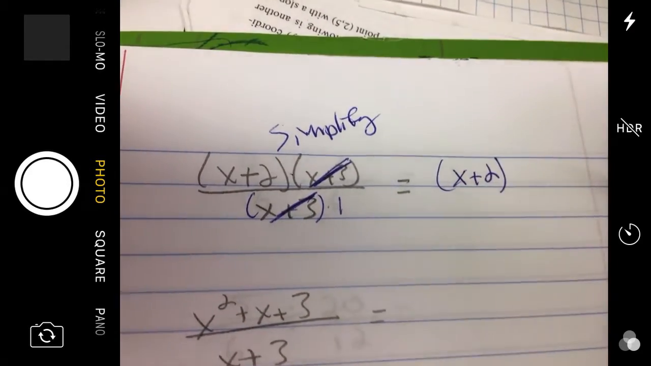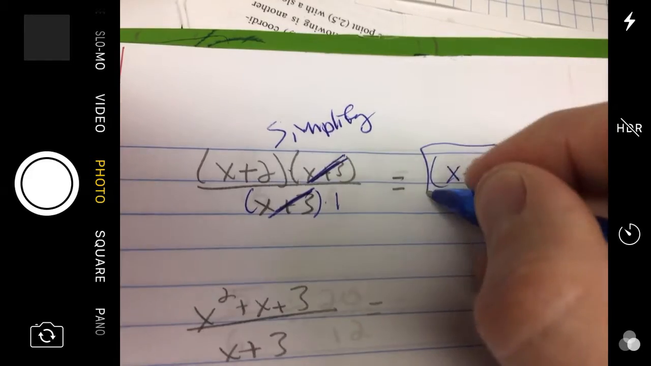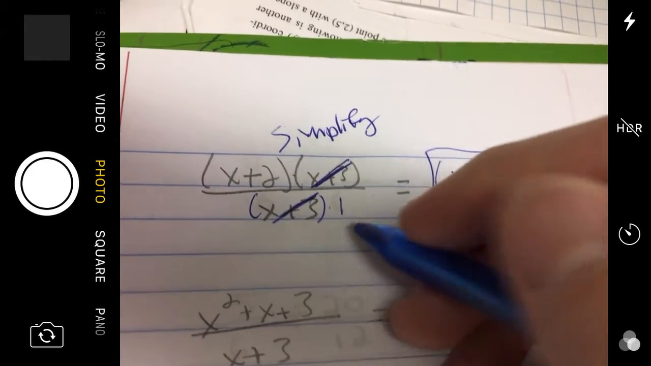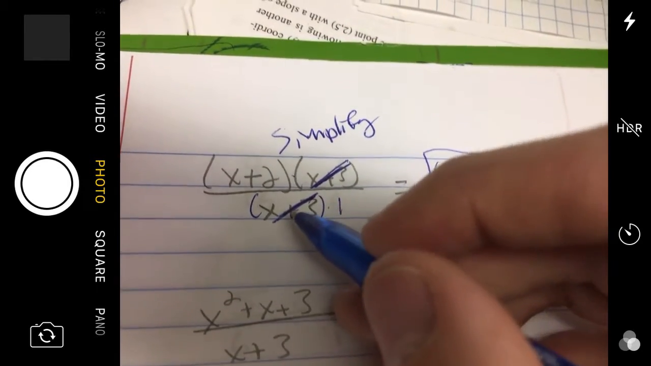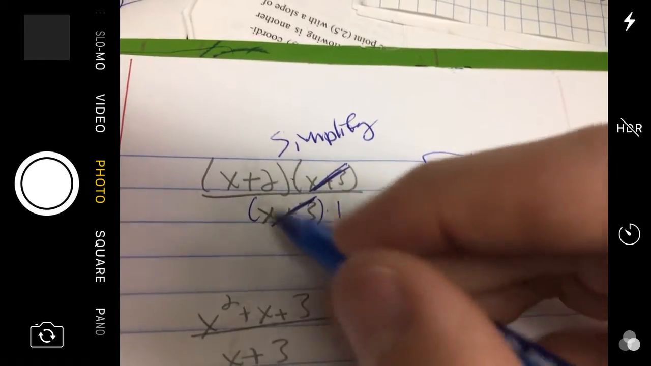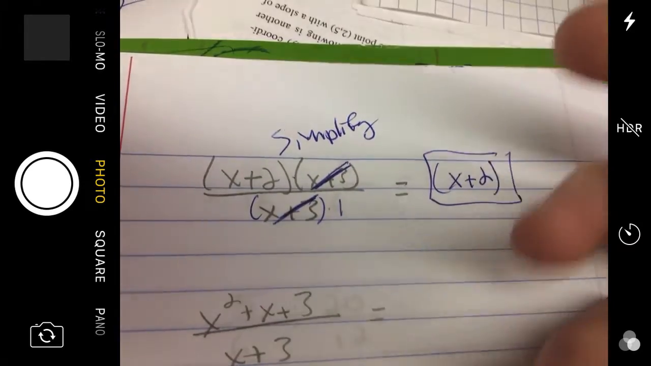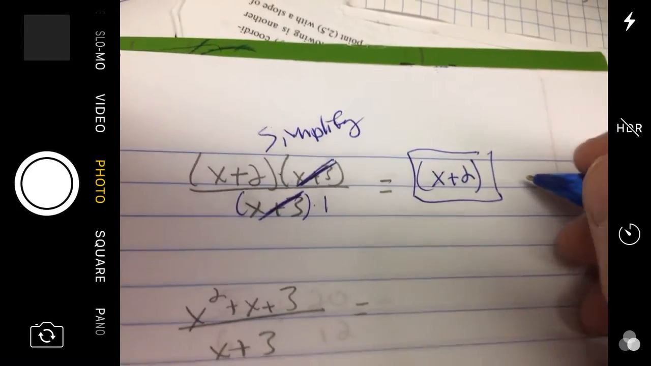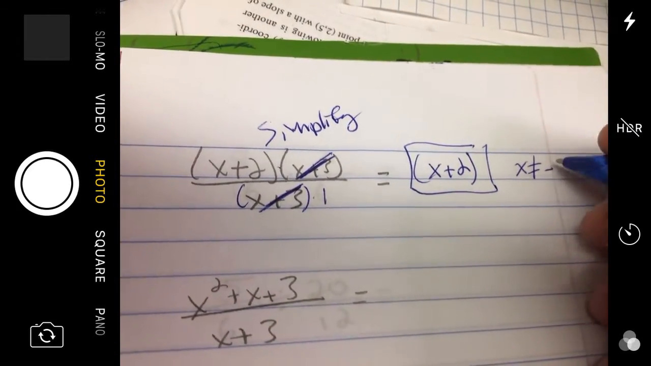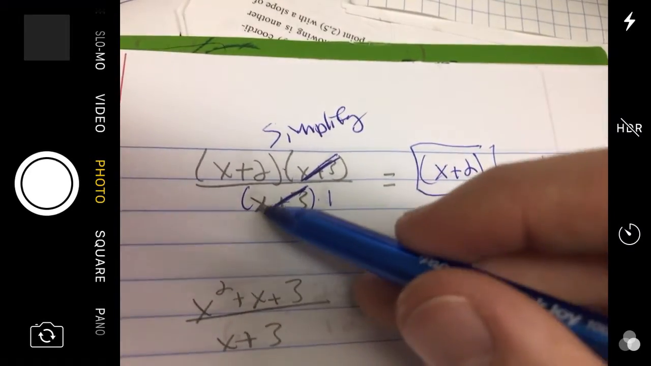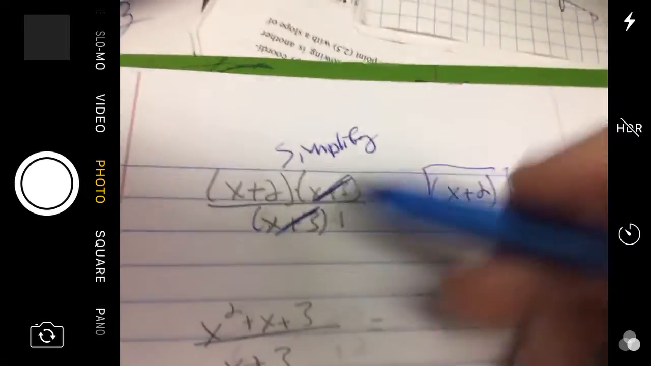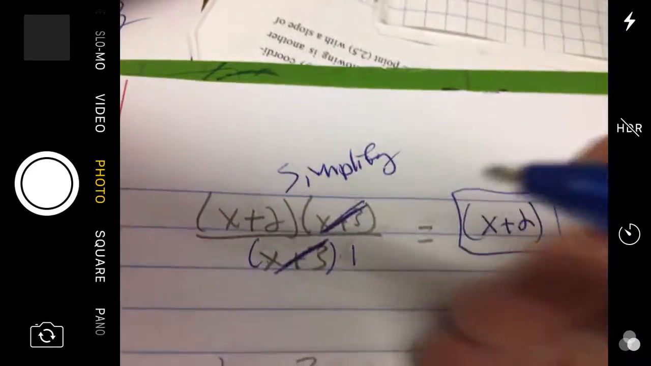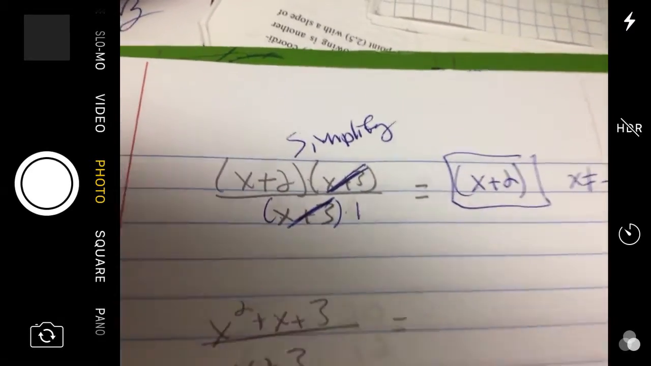But don't forget, what could x not be? Well, look back at your original here. You have to look back at the original. If you plugged in a -3, x would not work, or the function would have no output. You can't divide by 0. So say the answer is x plus 2, but x cannot be -3. And so that means you can't plug in a -3 because then you'll divide by 0. So the question is, what will make the original divide by 0? That's what x cannot be.